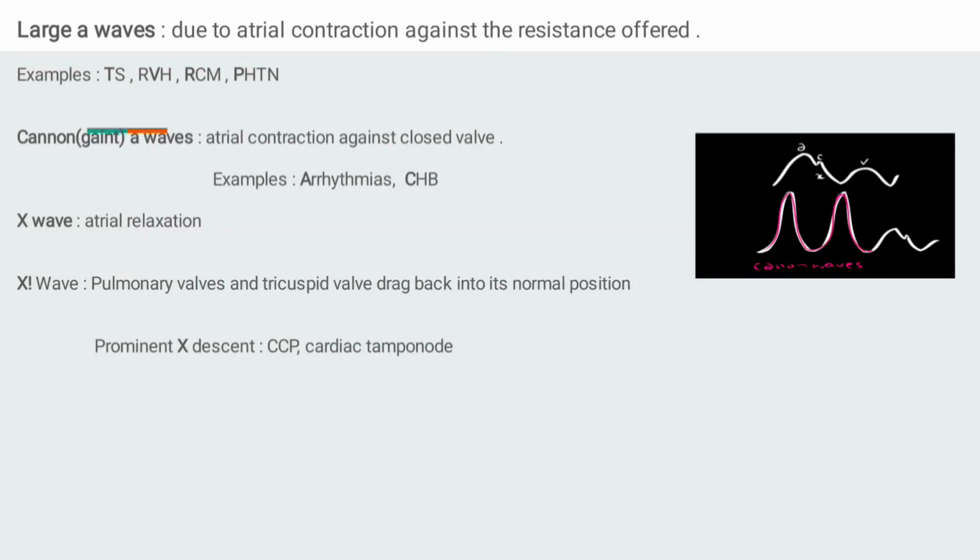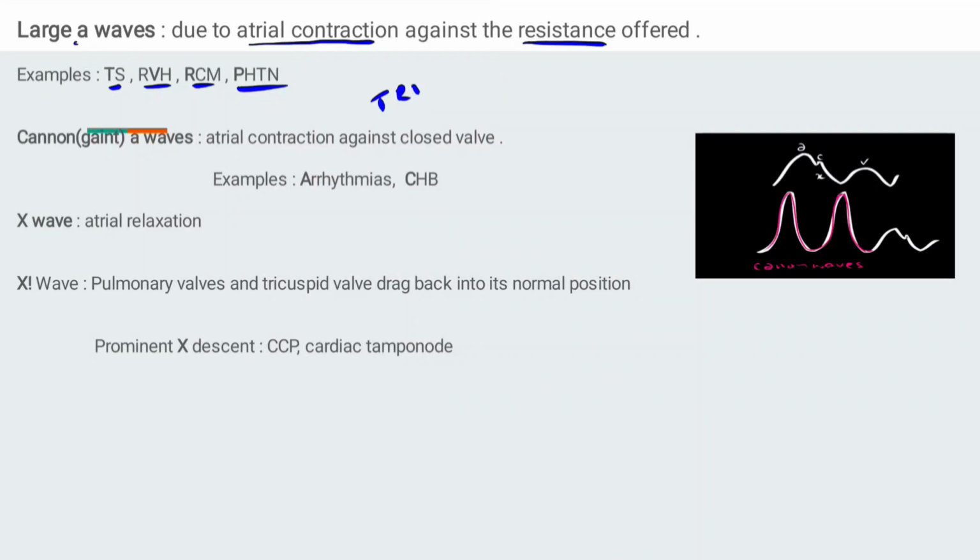So where can we see the large A waves, and why can large A waves be found? Large A waves can be found in atrial contraction against the resistance offered. Examples of large A waves are tricuspid stenosis, right ventricular hypertrophy, restrictive cardiomyopathy, and pulmonary arterial hypertension.